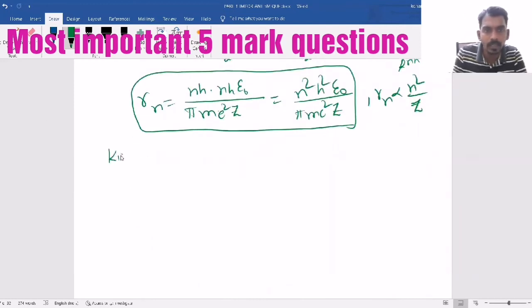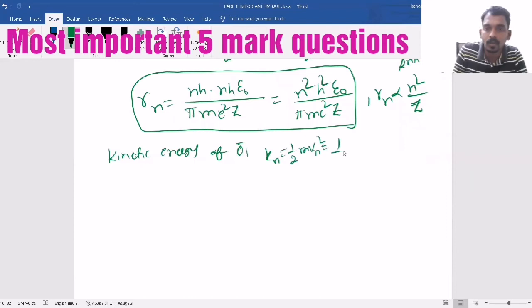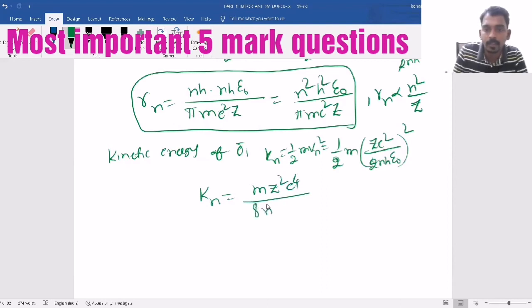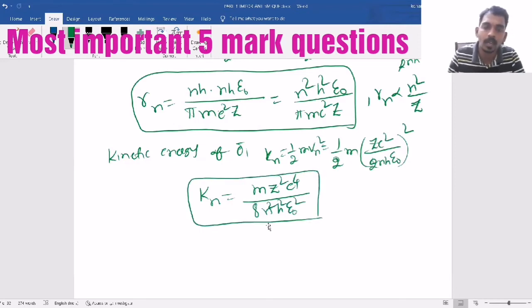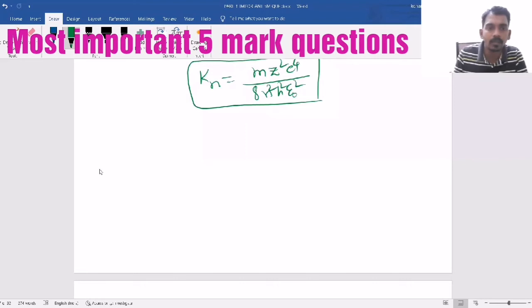Similarly, when you consider kinetic energy of the electron, Kn equals half m Vn square. Half m Vn square means Z square by 2 nh epsilon naught, whole square. If you do the square, Kn will become m Z square e power 4 by 8 n square h square epsilon naught square. This is the kinetic energy.